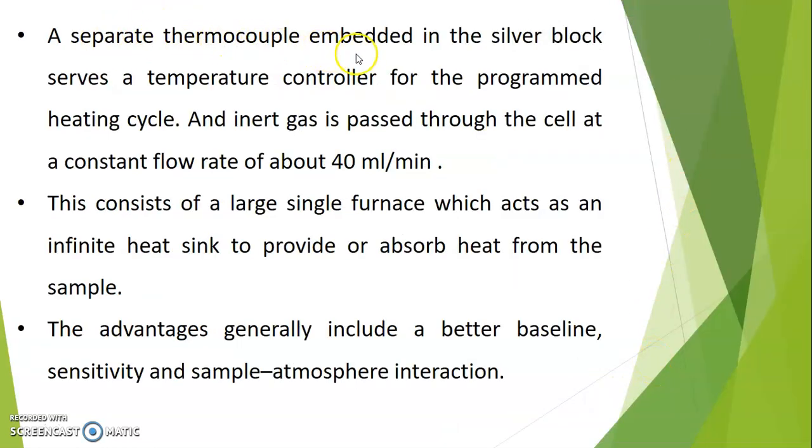A separate thermocouple embedded in the silver block serves as a temperature controller for the programmed heating cycle, and inert gas is passed through the cell at a constant flow rate of about 40 ml per minute. This consists of a large single furnace which acts as an infinite heat sink to provide or absorb heat from the sample. The advantages generally include better baseline sensitivity and sample atmosphere interaction.